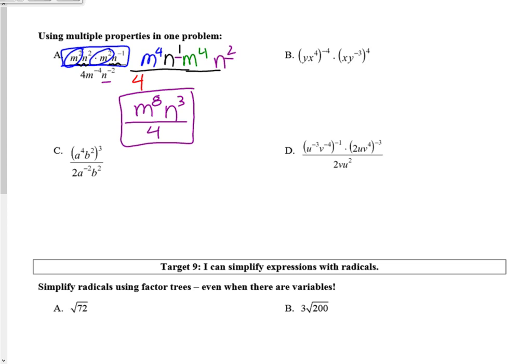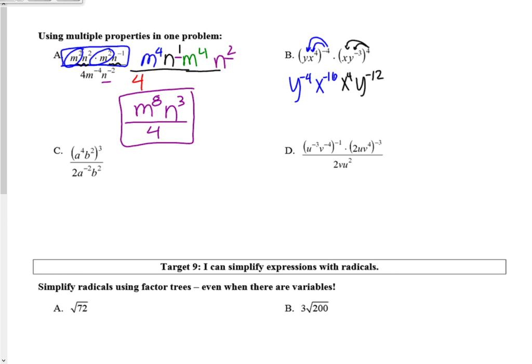In B, I see I have the power of a product property because I have these exponents on the outside. Remember, when you have the exponent on the outside, you're going to distribute that in to every base you have. So I have y to the negative 4th. I have x to the negative 16th. And the second parenthesis, we have to do the same thing, distributing that 4. So I have x to the 4th. I have y to the negative 12th.